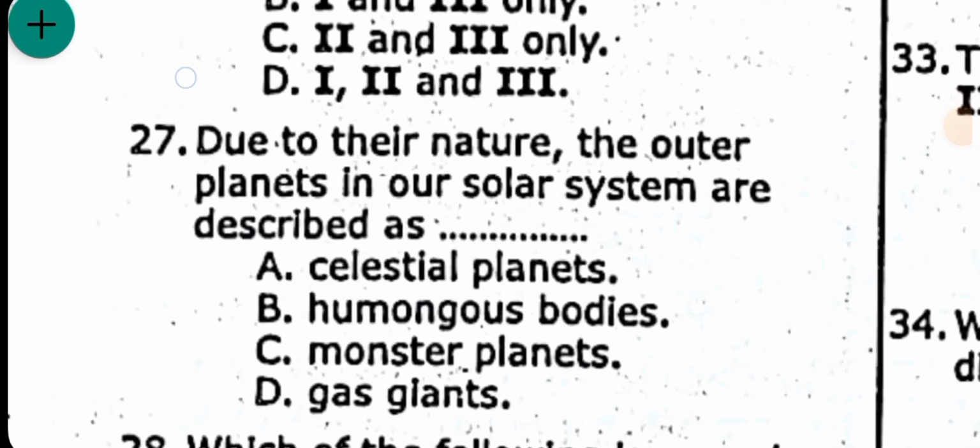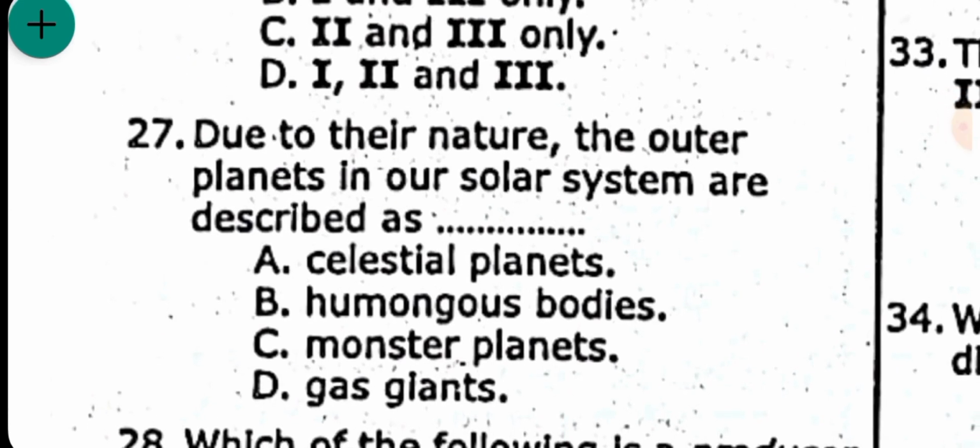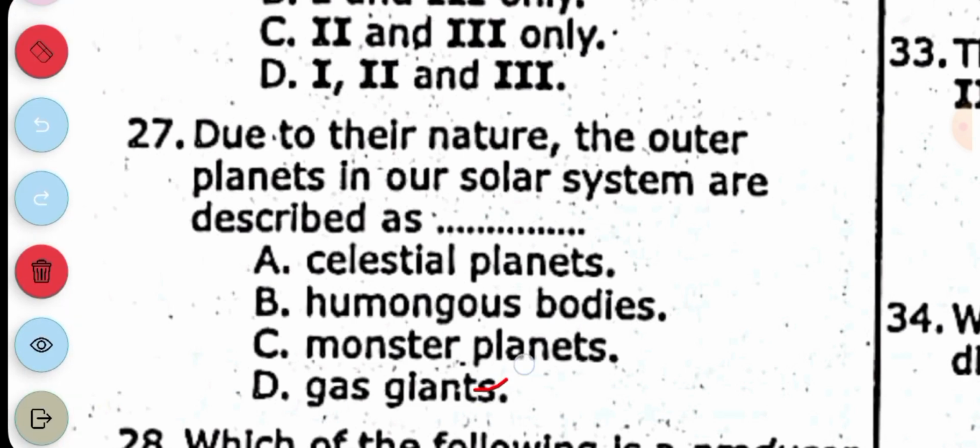27. Due to their nature, the outer planets in our solar system are described as A. Celestial bodies, B. Humongous bodies, C. Monster planets, D. Gas giants. And the answer to question 27 is D. Gas giants.